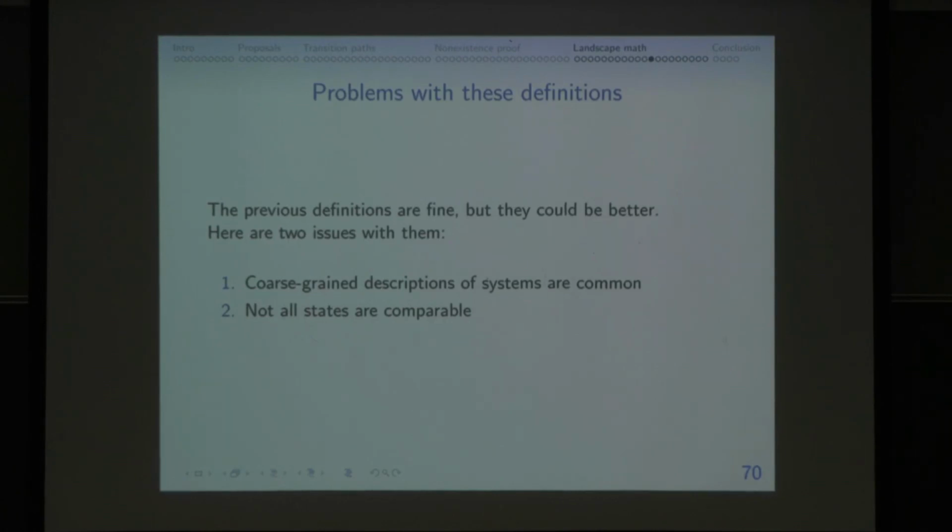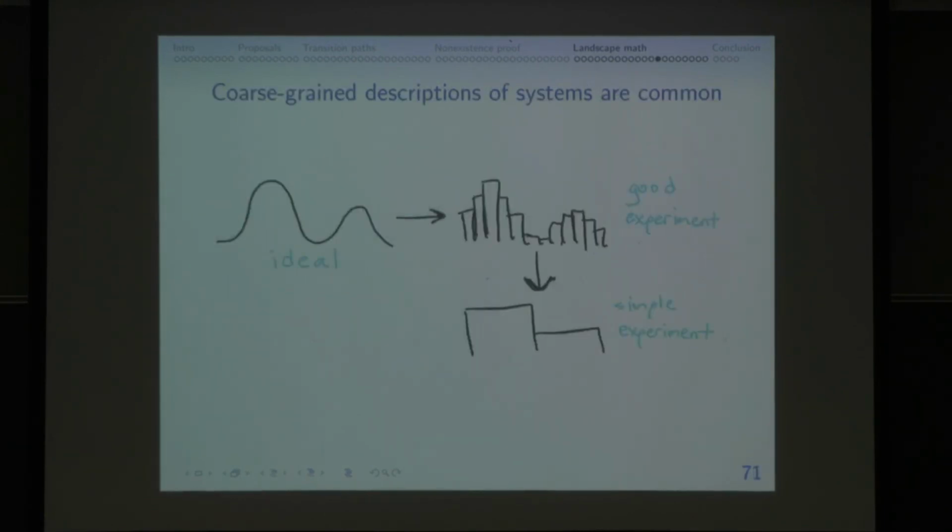And another thing we could think about is sometimes you can collect and compile information in such a way that you can't compare all the information you get. And let me show you two pictures to kind of illustrate these ideas. For example, this idea of coarse graining.